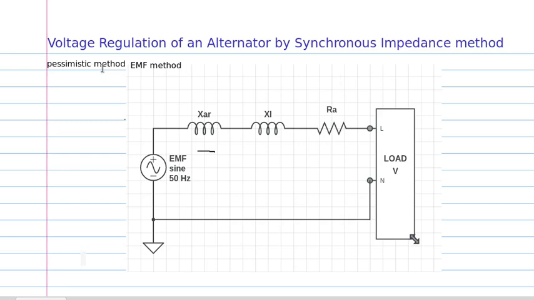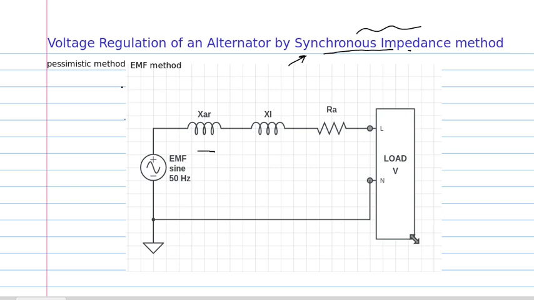Hello everyone, today we are going to discuss the voltage regulation of an alternator using the synchronous impedance method. In this method, we first find out the synchronous impedance of an alternator, then we go for the voltage regulation. There are also other applicable methods, for example the American Standard Method, the Potier method and the MMF method, but this time we are only focusing on this method.